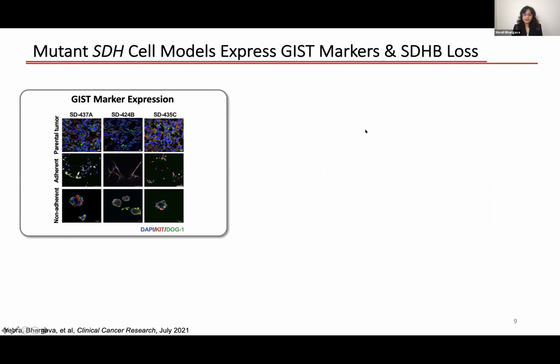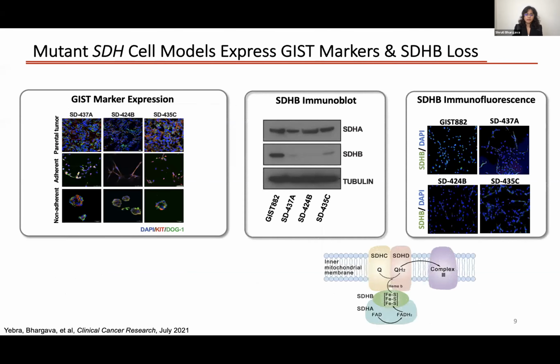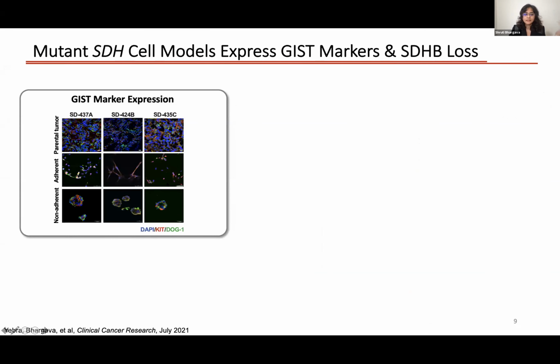Now we checked for various characteristic GIST phenotypes, which are specifically present in SDH-deficient GIST, to see whether they are present in the models that we have just established. Firstly, we checked for the expression of the characteristic markers that I had described, which are KIT and DOG1. We see that KIT, in red, and DOG1, in green, are expressed in the parental tumors as well as in the adherent and non-adherent tumor models that we have established.